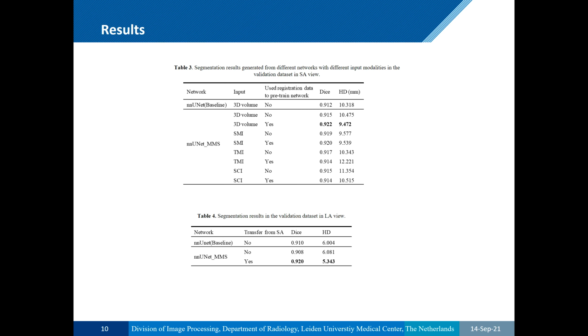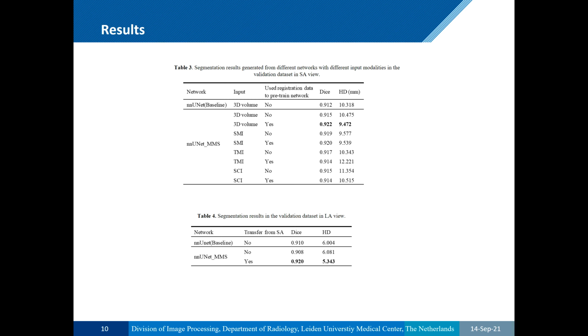Table 3 shows that using 3D volume without the registration process as the input, the second model achieved a slightly better dice than the baseline, but yielded worse Hausdorff distance. However, when the registration method is applied to generate more 3D volume data to pre-train the baseline, it achieved the best performance with a dice of 0.922 and a Hausdorff distance of 9.472 mm. It also can be observed that the segmentation results derived from the two stack models, SMI and TMI, are better than that from SCI, which confirmed that SMI and TMI could provide more spatial and temporal information for the segmentation task.